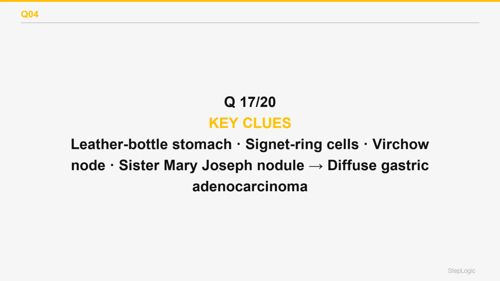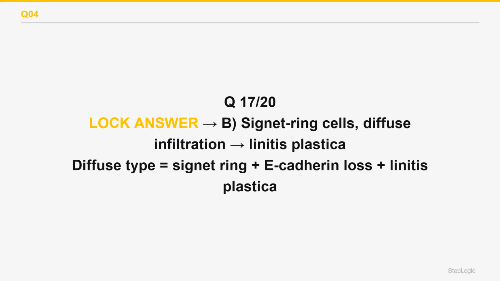The diffuse type is less associated with H. pylori and more often linked to loss of E-cadherin, which explains the discohesive infiltrative growth. Choice A describes the intestinal type, which forms discrete glandular masses and is associated with chronic atrophic gastritis, H. pylori, and nitrosamines. The metastatic signs here are classic: Virchow node, left supraclavicular, and Sister Mary Joseph nodule, periumbilical. Signet ring Linitis plastica is specific to the diffuse type.